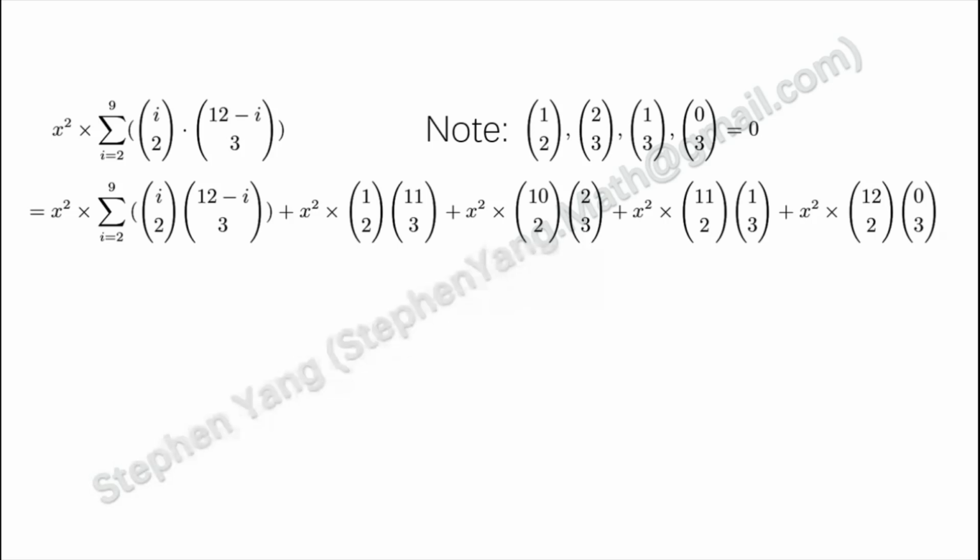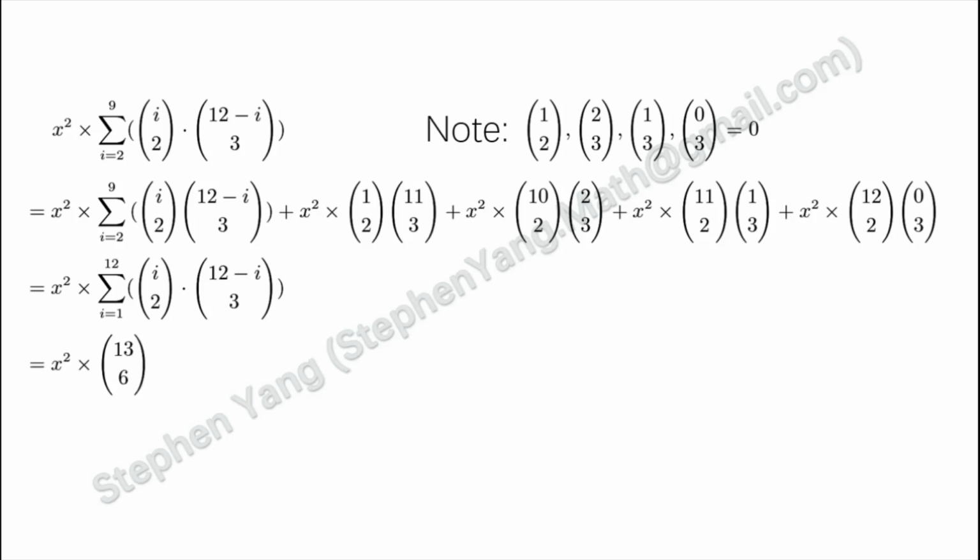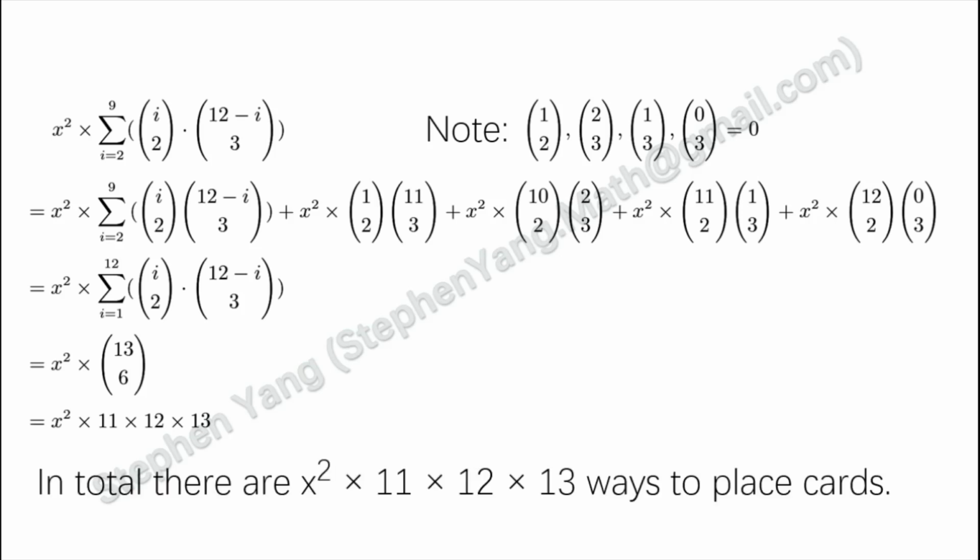That's because 1 choose 2 and 2 choose 3 and 1 choose 3 and 0 choose 3 are all equal to 0. And this equals x squared times sigma i equals 1 to 12, i choose 2 times 12 minus i choose 3. That equals x squared times 13 choose 6, and is also equal to x squared times 11 times 12 times 13. In total, there are x squared times 11 times 12 times 13 ways to place cards.